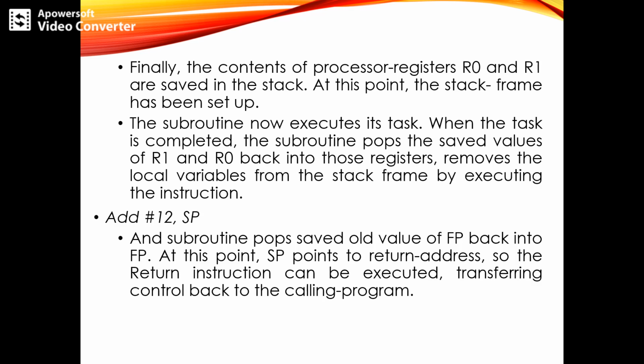When the task is completed, the subroutine pops the saved values of R1 and R0 back to those registers, and removes the local variables from the stack frame by executing the instruction add constant 12, SP. Then the subroutine pops the saved old value of FP back into FP. At this point, SP points to the return address, so the return instruction can be executed, transferring control back to the calling program. So after execution of the subroutine, the main part, that means the actual main program, can be executed.